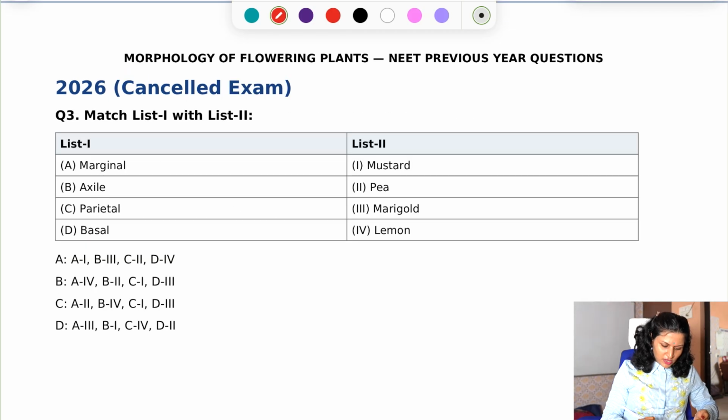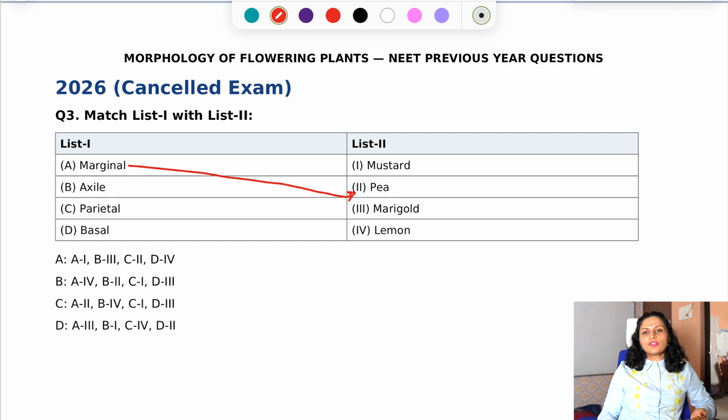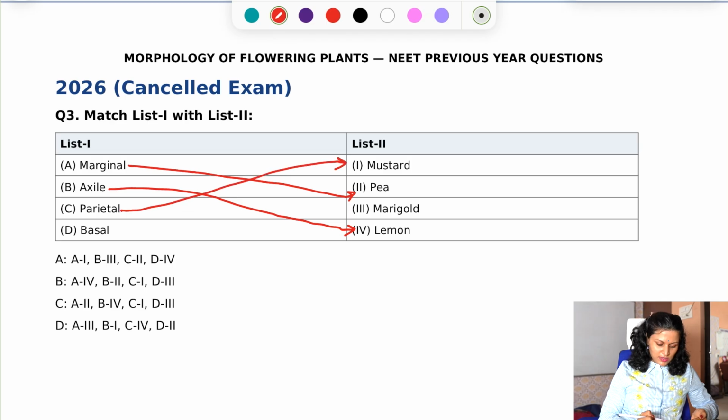Match the pairs. Marginal placentation should be for P. Axile placentation. What's the mnemonic? Tom the happy lemon was cut by an axe. So lemon goes for axile. Parietal. Pari sits on the wall and Pari must sit on the wall and argue. Must. Basal. Mary saw the sun from the base. 2, 4, 1, 3. Option C.